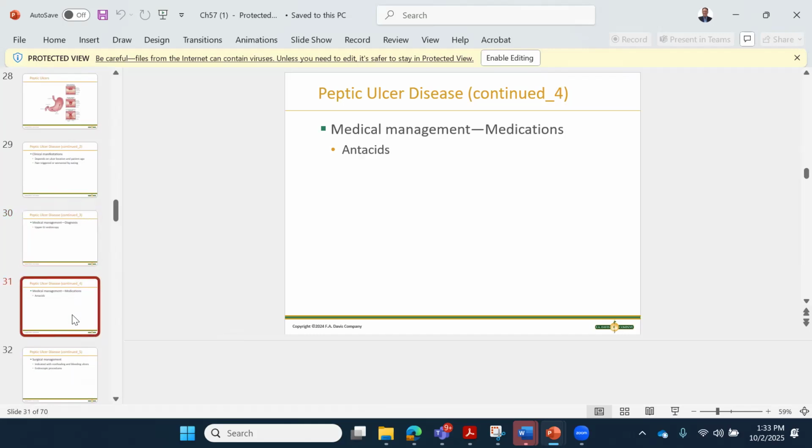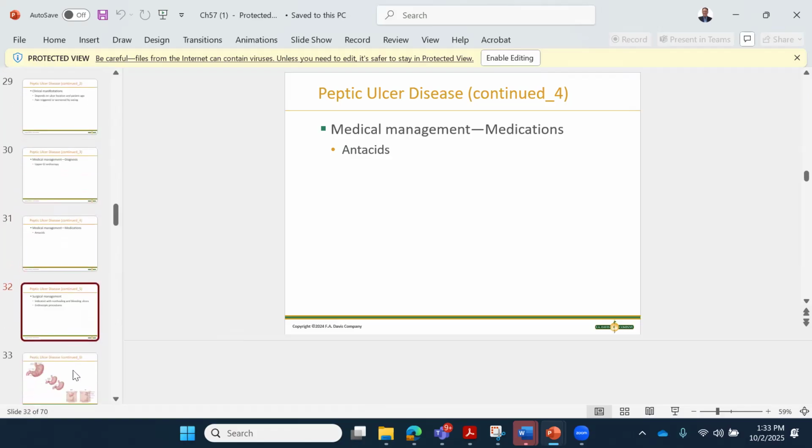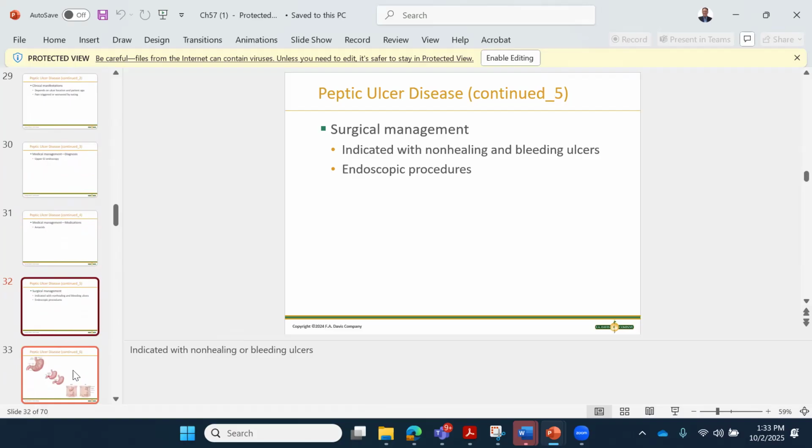Also think about how you would prepare a patient for these diagnostic procedures. Again, the peptic ulcer disease management would include the use of antacids. And again, think about what type of antacid and when it should be given in relation to food and medications. So surgical management could happen within the endoscopic procedure, and that's one of the ways an endoscopy can be therapeutic. Also, surgical management is usually reserved for ulcers that are non-healing and ulcers that are bleeding.